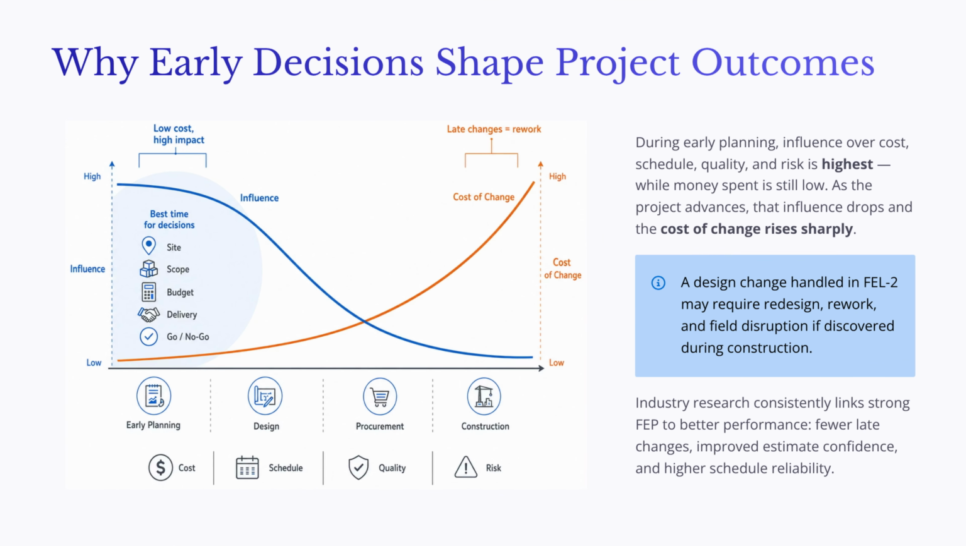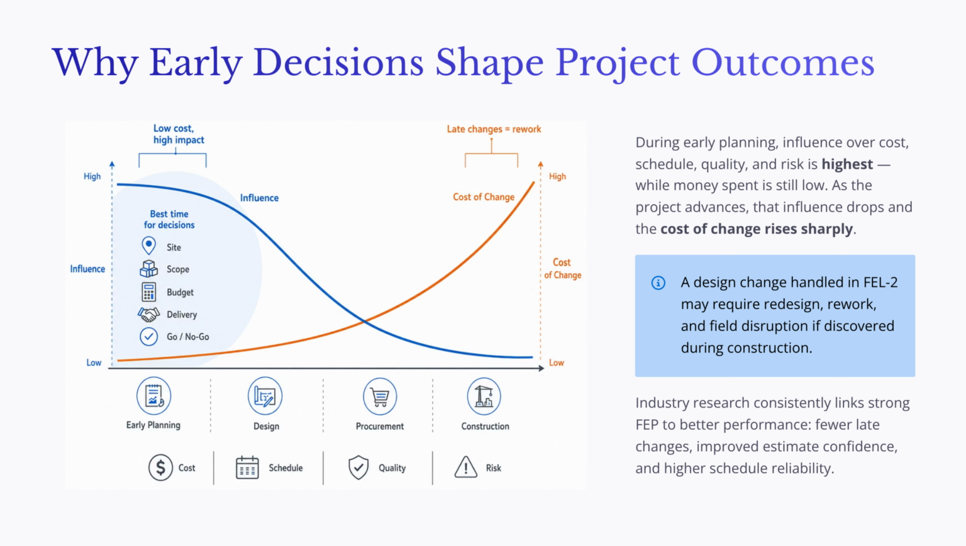Early decisions have a major influence on project outcomes because the project is still flexible at the beginning. During early planning, the owner can still change the concept, select a different site, adjust scope, compare delivery methods, revise the budget strategy, or even decide not to proceed. At this stage, the money already spent on the project is usually low, but the ability to influence cost, schedule, quality, safety, sustainability, and risk is very high. As the project moves into design, procurement, and construction, that ability decreases. At the same time, the cost of making changes increases sharply.